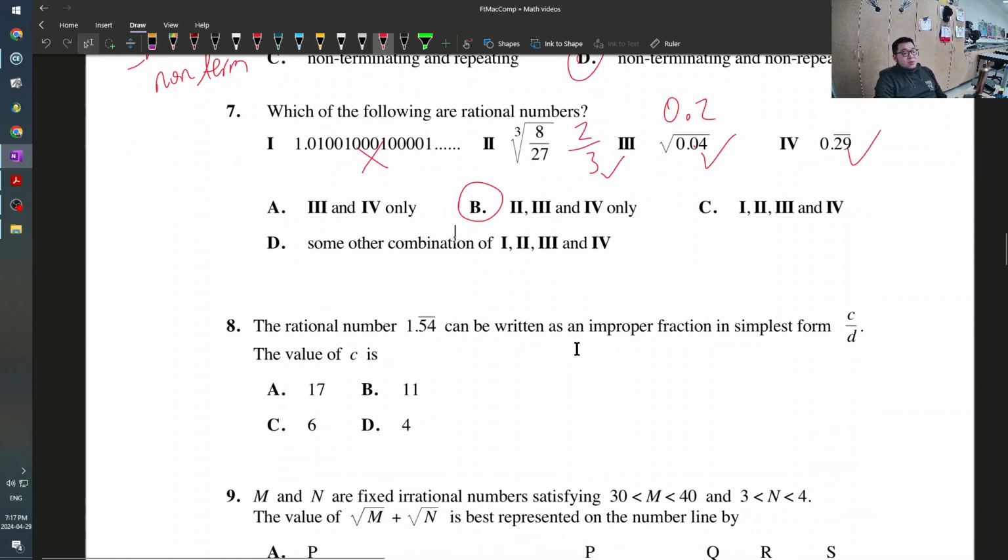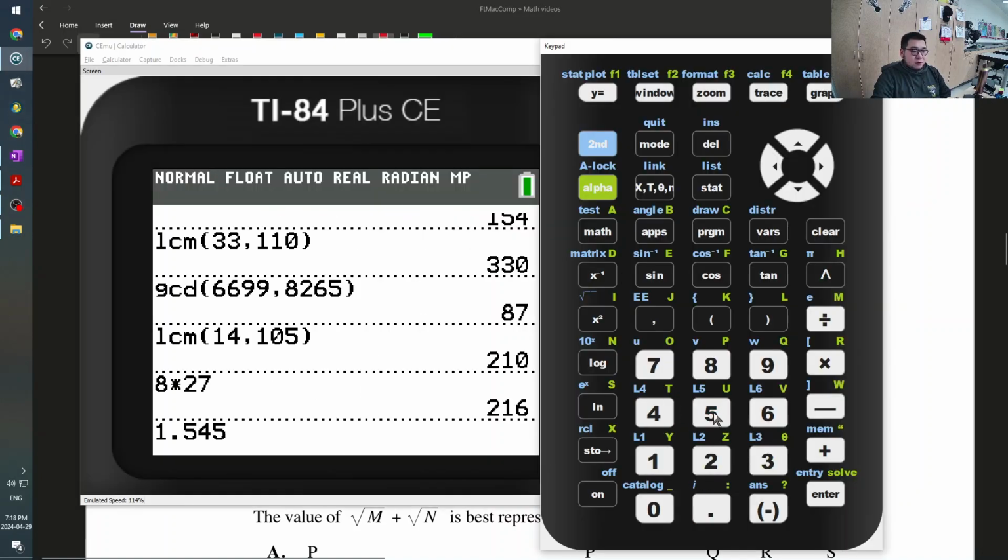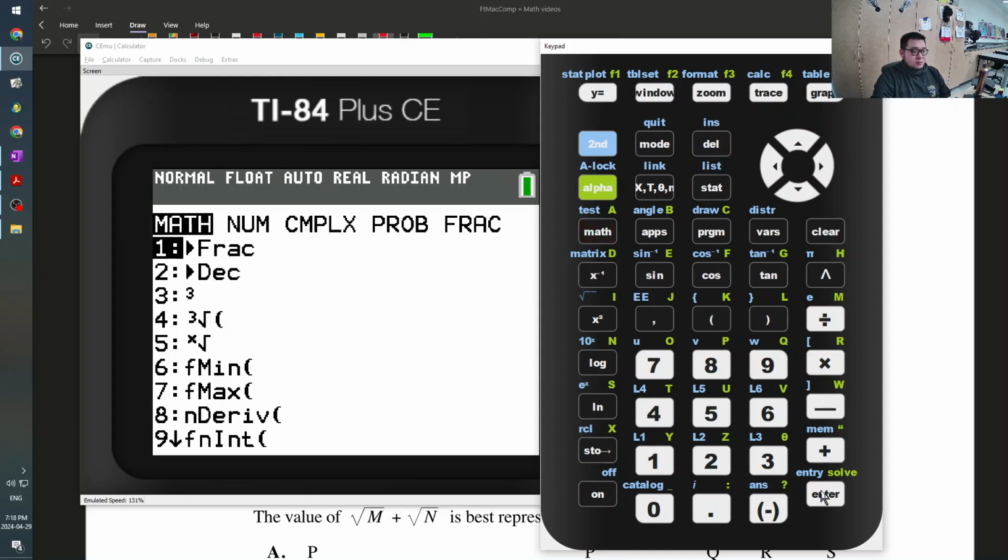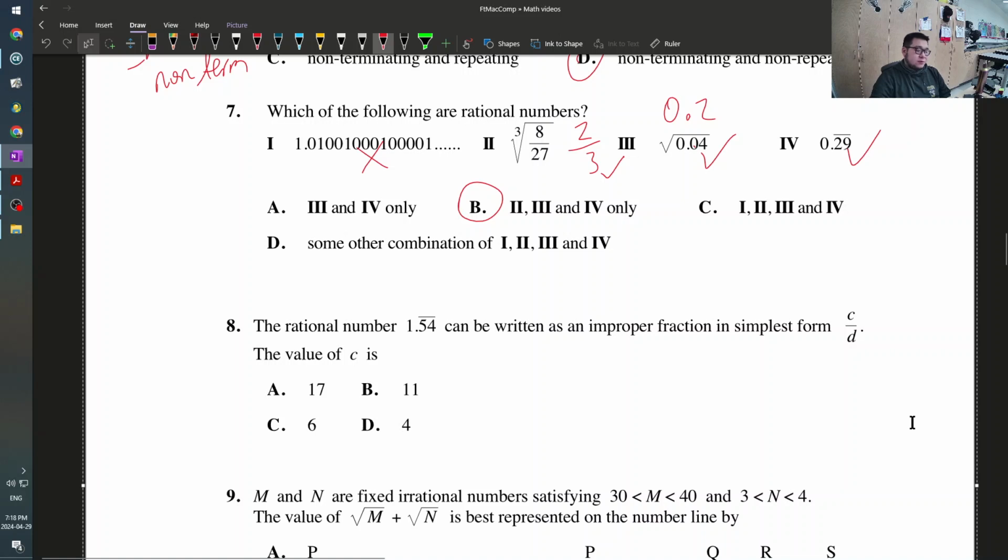8. The rational number 1.54 can be written as an improper fraction in the simplest form of C over D. So again, a calculator question, 1.54. For TI-84s, you'll typically want to repeat this a bunch of times until you trick your calculator into thinking that it is a fraction. 17 over 11. Of course, you can do this by hand too, but usually it's too much work. So C is 17. 8 is A.